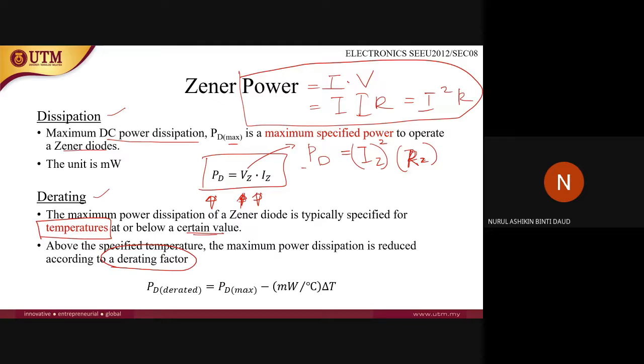So this is what we call the derating factor. PD maximum should be reduced by the temperature coefficient, and you will get PD derated. So PD is VZ times IZ, minus this amount. This amount is usually given to you, in milliwatt over degrees change. This value is usually given to you.